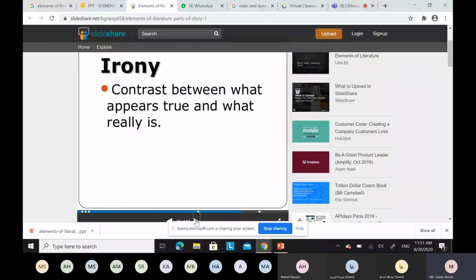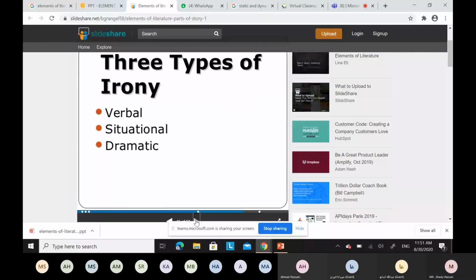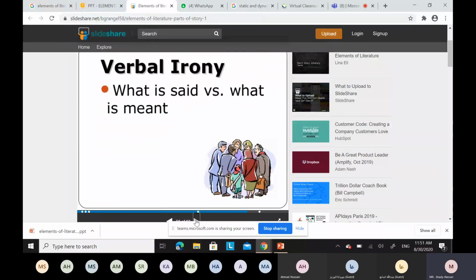And irony, another point, which is irony. Well, irony contrasts between what appears true and what really is. And I've got types of irony: verbal, situational, and dramatic. In verbal irony, it's what's said versus what's meant.